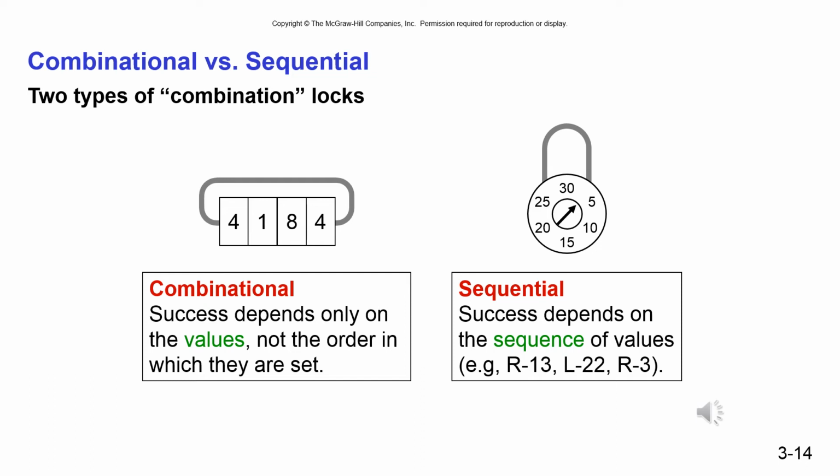13 has to be achieved after a state of 12. And 22 then has to be achieved after a state of 23. And 3 has to be achieved after a state of 2. So the state changes are 12, 13, 23, 22, 2, 3 to unlock that sequential combination lock.